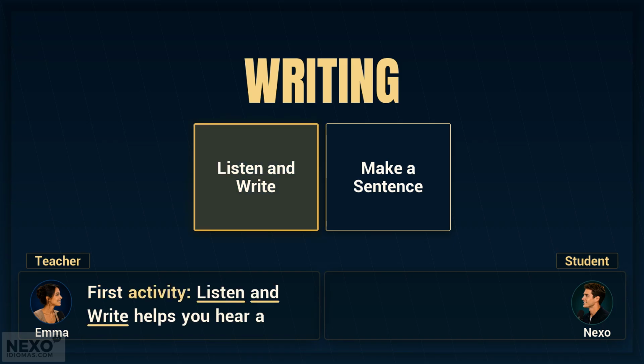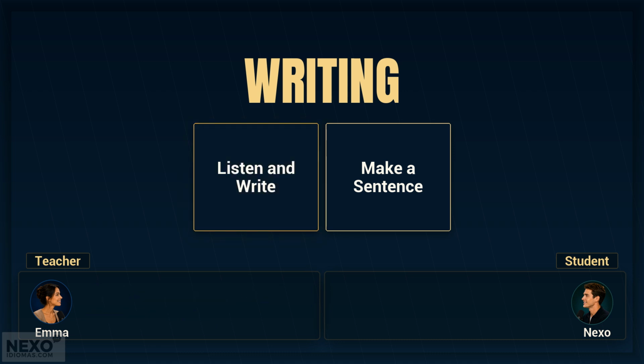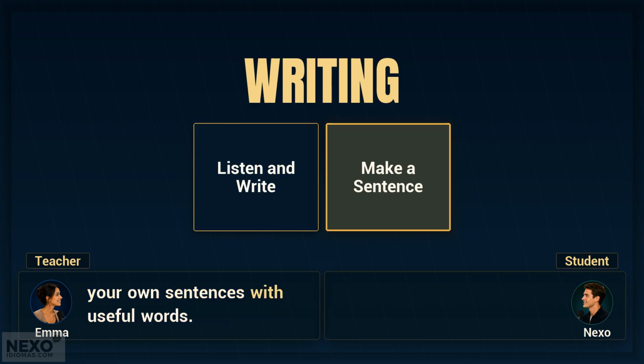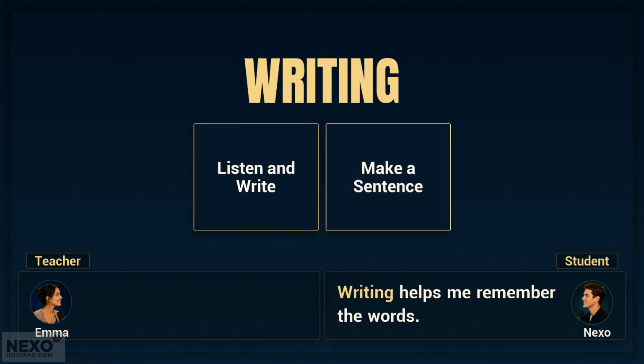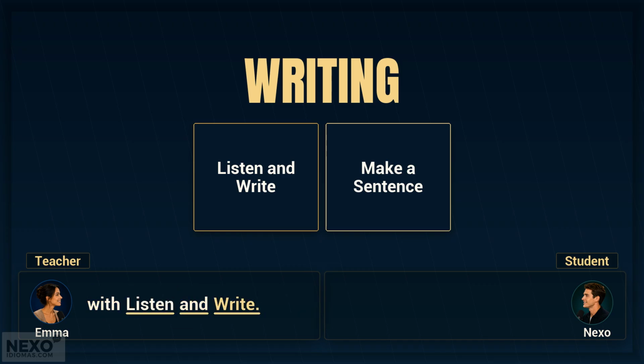First activity. Listen and write. Helps you hear a short text and write it correctly. Second activity. Make a sentence. Helps you build your own sentences with useful words. Writing helps me remember the words. Exactly. So take your pencil or keyboard and let us start with listen and write.